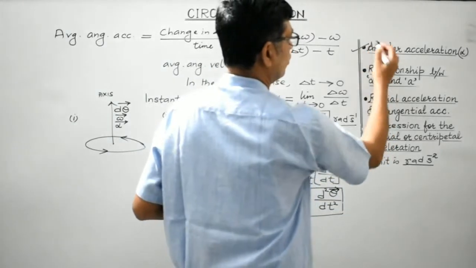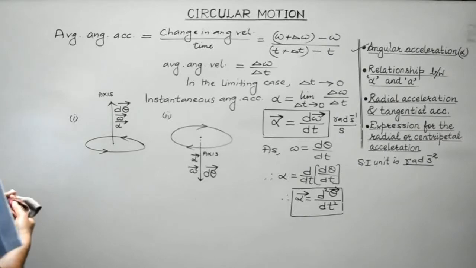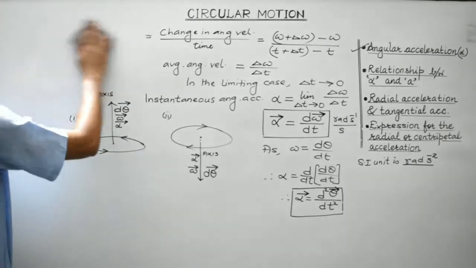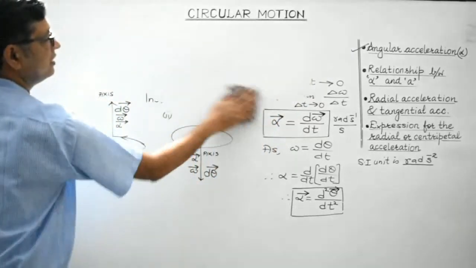Let's now try to find out the relationship between alpha and a. So we are over with angular acceleration. Now let's discuss the second topic, that is the relationship between alpha, the angular acceleration, and a, which is the linear acceleration.